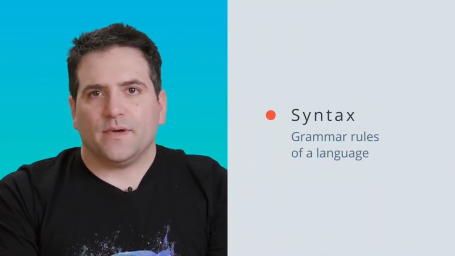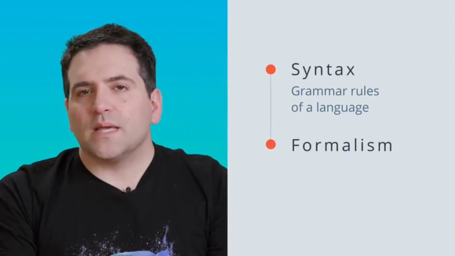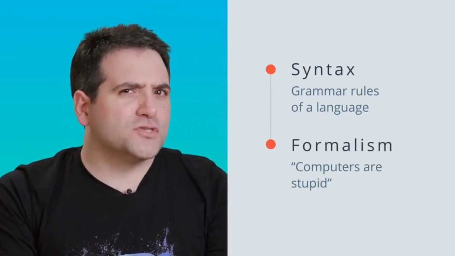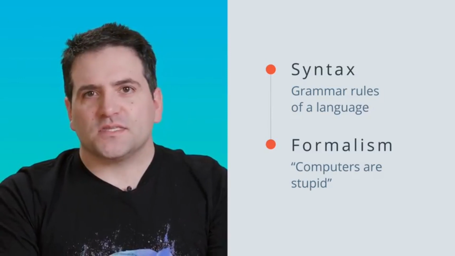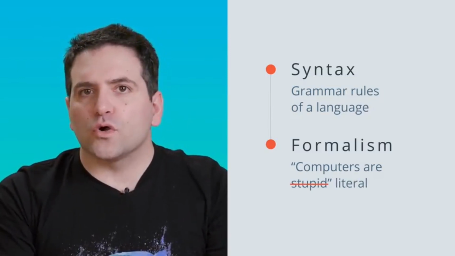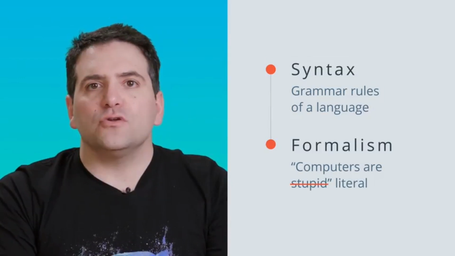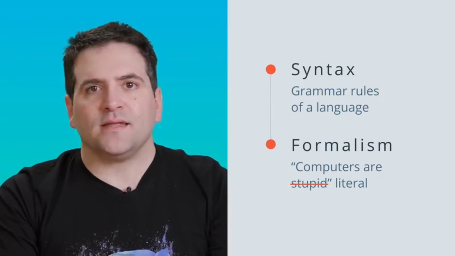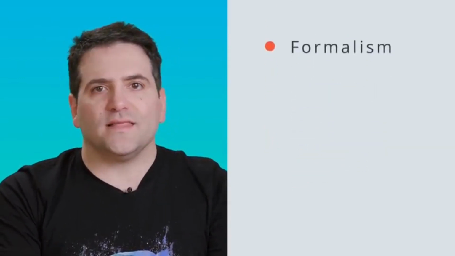The second thing to keep in mind is something that computer scientists call formalism, but sometimes programmers will call computers are stupid. With a few exceptions, computers take code totally literally, word for word, letter for letter. The computer cannot guess what you really mean. It can only do what you tell it to.